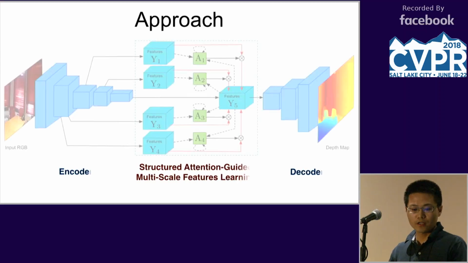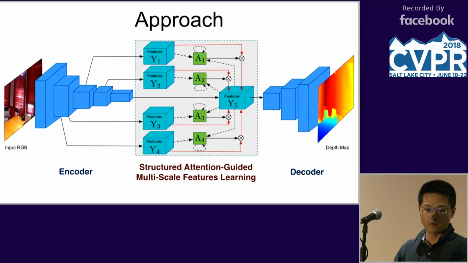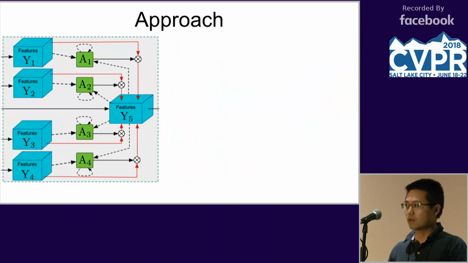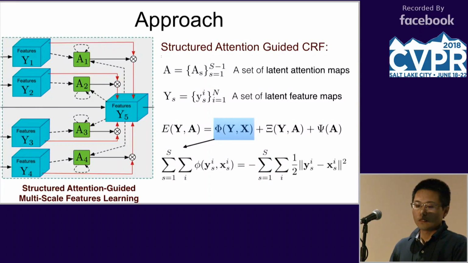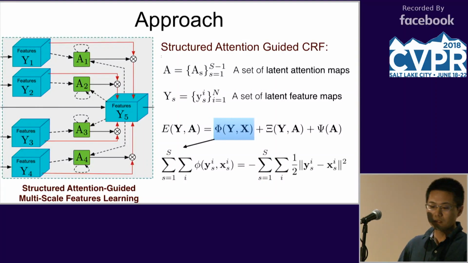To achieve this target, we designed this framework. It consists of an encoder and decoder and a proposed structured attention-guided multi-scale feature learning model. Now we give the details of this proposed model. Given a set of latent attention maps, A, and a set of latent feature maps, Y, the CRF model can be defined with another function E as follows. The first term defines a unary potential between the observation and the latent feature variables.